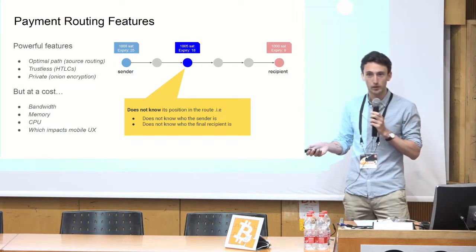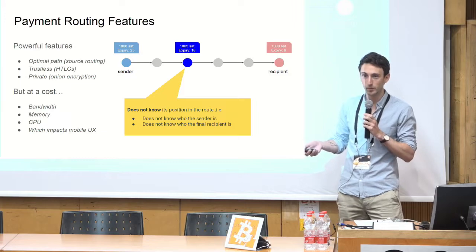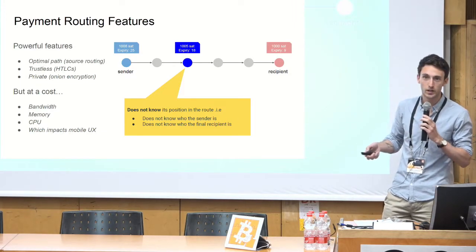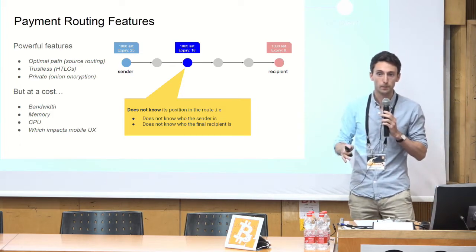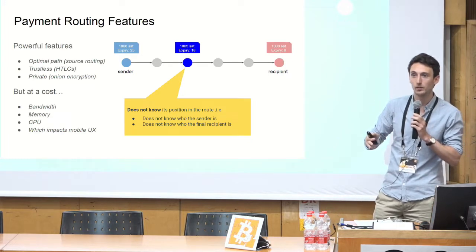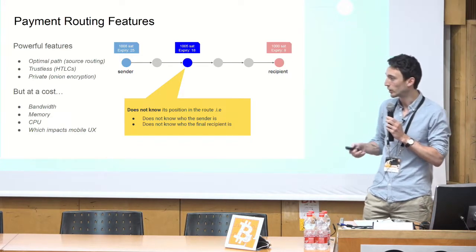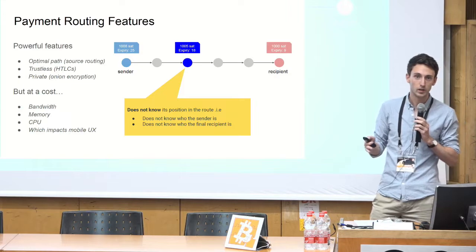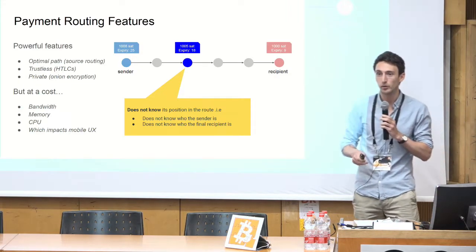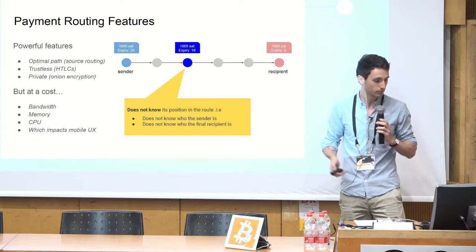Another very important feature of Lightning payments is that they are trustless. For that, we use HTLCs, hash time lock contracts, which allow those payments to be trustless, but at the cost of locking some capacity for a potentially long time. I will not go into details about how HTLCs work, because that's mostly orthogonal to routing, but you can find a lot of great resources online if you want to dive deeper.